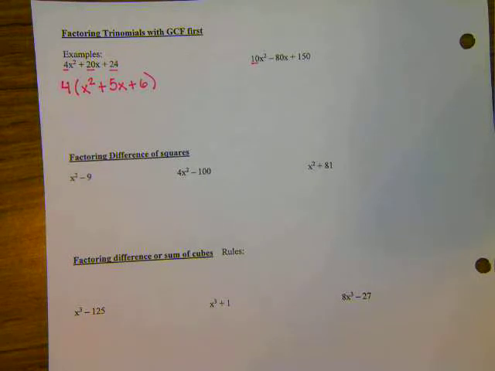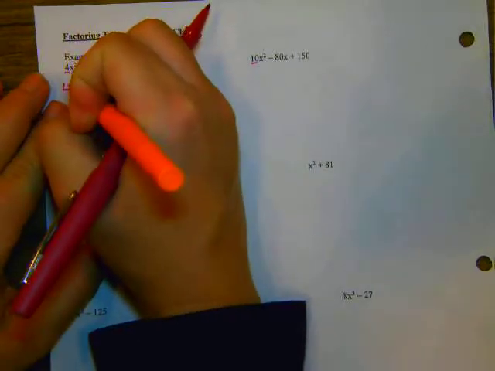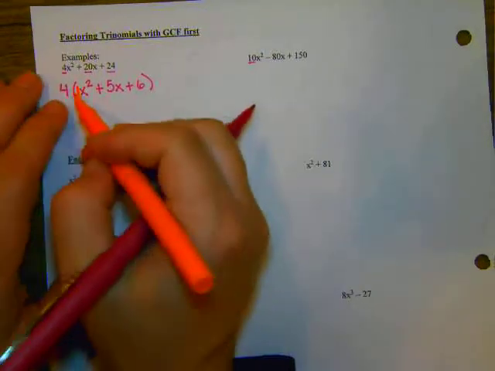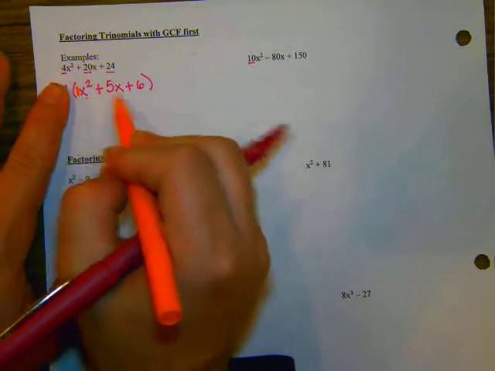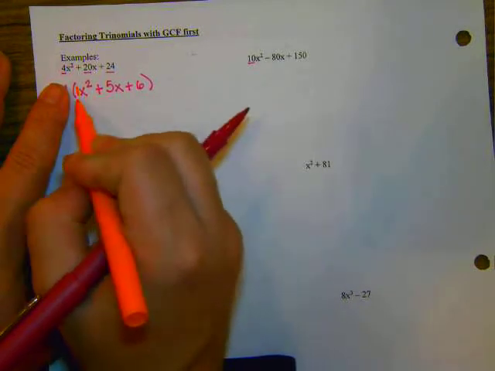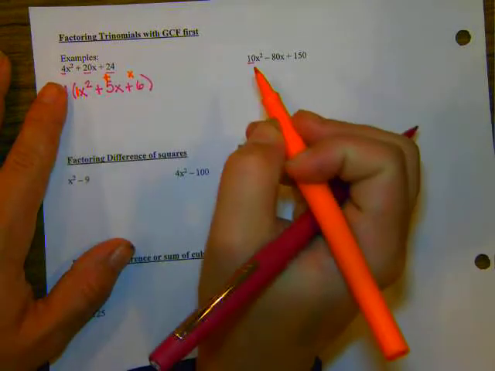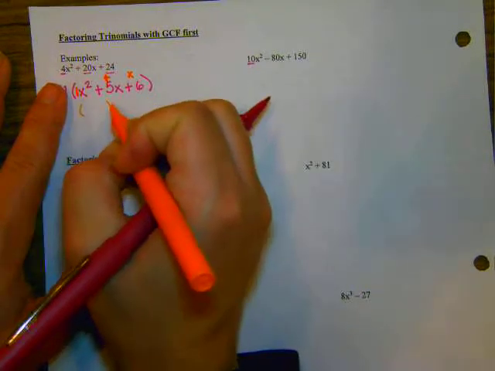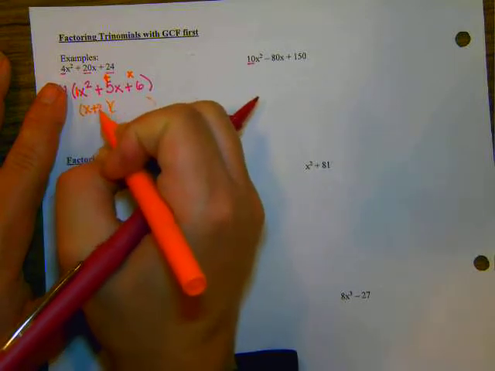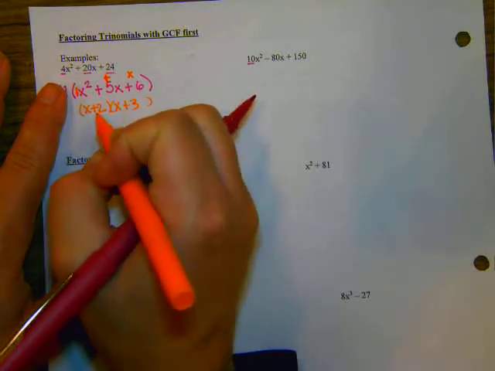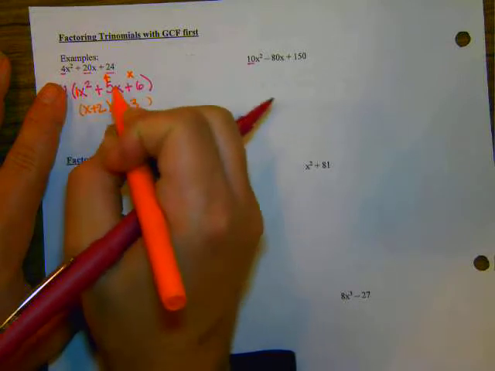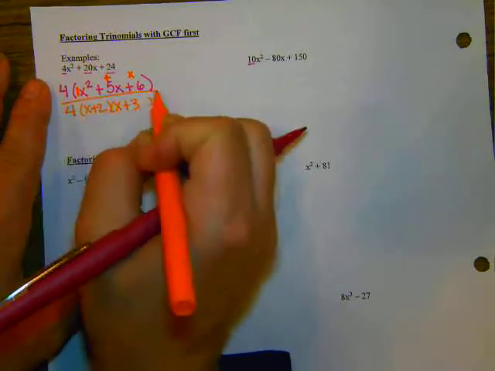Now from there, that is where you have to look and say, okay, now this A is 1. See, you took out the 4, that's out here. Now let's look at this trinomial. Since A is 1 here, you're just looking for 2 numbers that add to 5 and multiply to 6. So in that case, that's x plus 2 and x plus 3. 2 times 3 is 6, 2 plus 3 is 5. The 4 goes in front, and that's your answer.